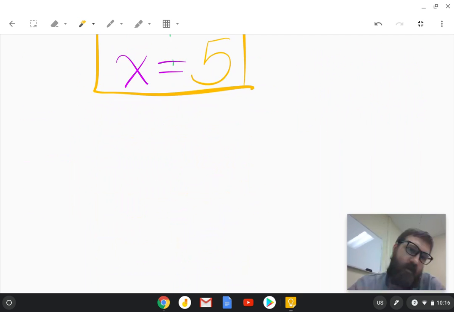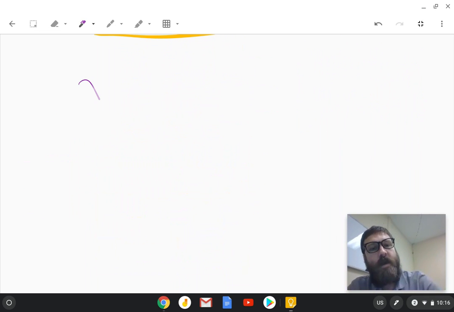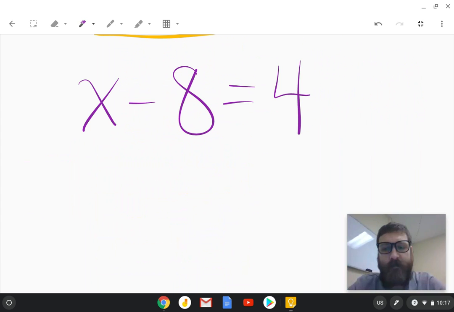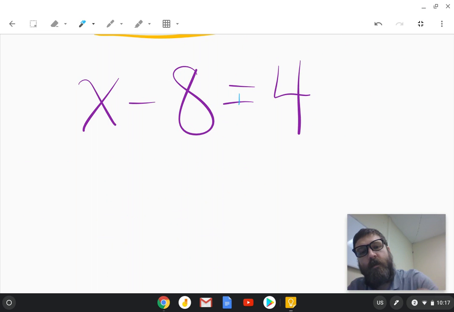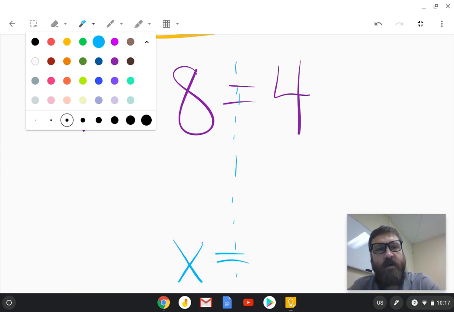So let's look at another example where instead of x plus 3, for instance, I have x minus 8 equals 4. Okay, again, I know I want to keep my equation balanced across that equal sign. I know that I want to get x equals at the very end. And so in order to do that, I need to get rid of everything that's with the x and move it to the other side.